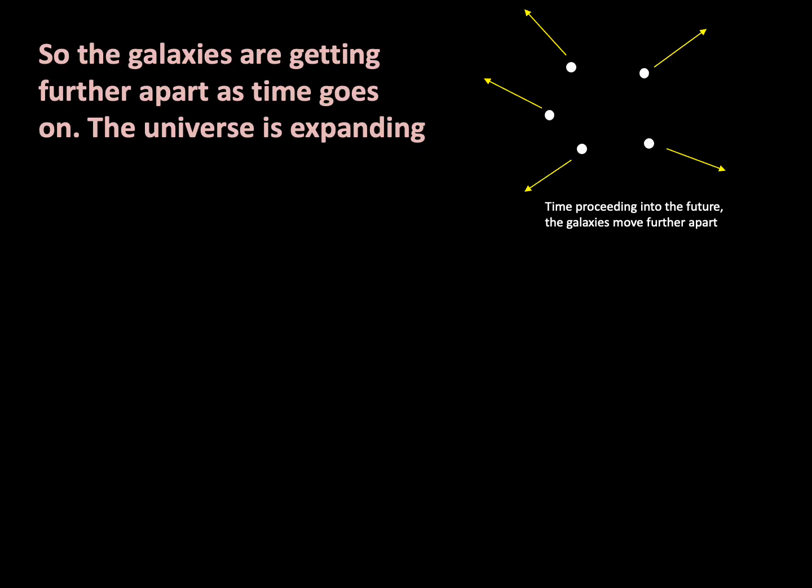So, if you look at this slide, you'll see the galaxies are in a certain position. A bit later on in time, they're further away. If we wait a bit further, they're even further away. They're constantly moving away from where they began. And eventually, they're very far away. So the galaxies are getting further apart as time goes on. The universe is definitely expanding.